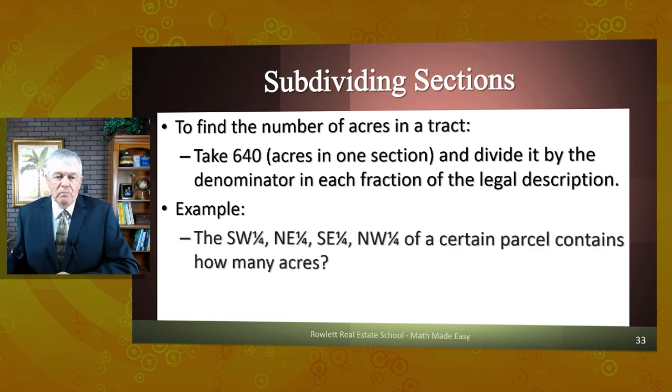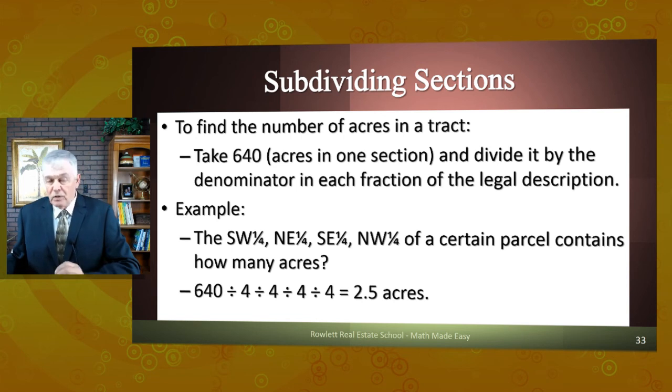For example, the southwest quarter, the northeast quarter, the southeast quarter, the northwest quarter of a certain parcel contains how many acres? Well, what we're going to do is start with 640 divided by 4, divided by 4, divided by 4, divided by 4, and on your calculator it should come up with 2.5. If your calculator doesn't say 2.5, you've either missed putting it in or your calculator ain't no good. Throw it away.